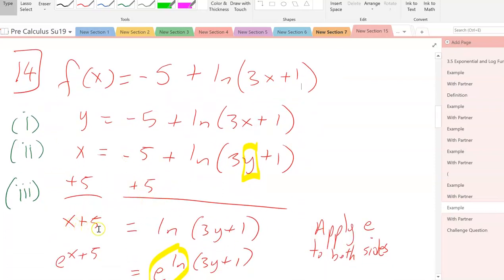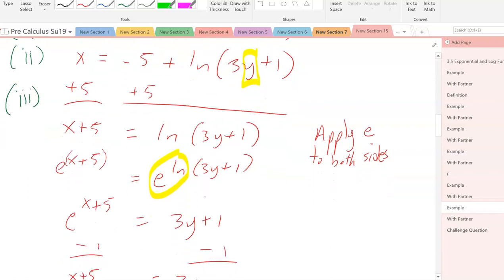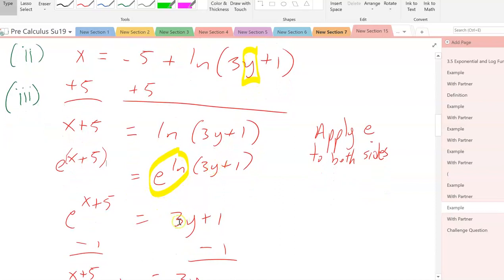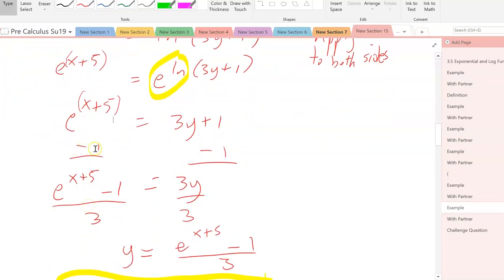Plus 5 to both sides, so we have x plus 5 is equal to ln of 3y plus 1. We want to undo this ln, so we apply the inverse function, which is e. So we have e raised to the x plus 5 is equal to e to the ln of 3y plus 1. Because e and ln are inverse operations, they cancel each other out. So we're left with 3y plus 1 on the right side, and e to the x plus 5 on the left side.